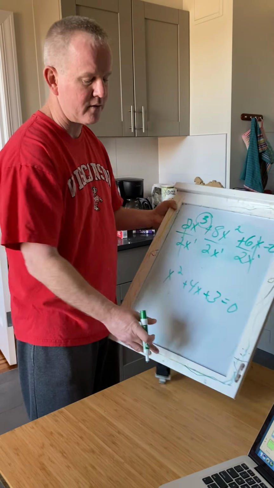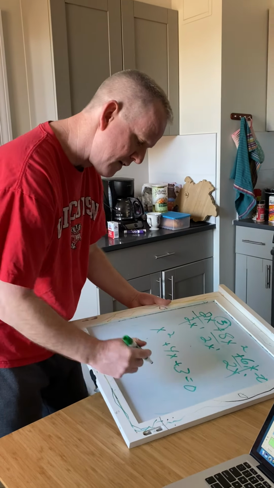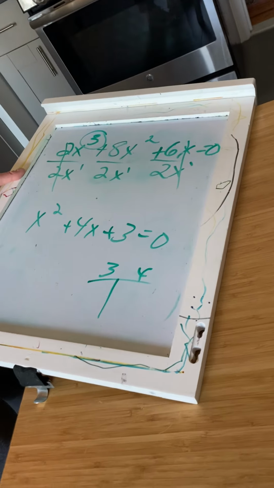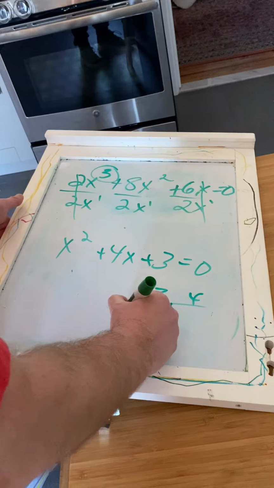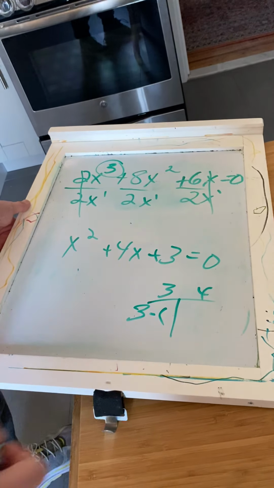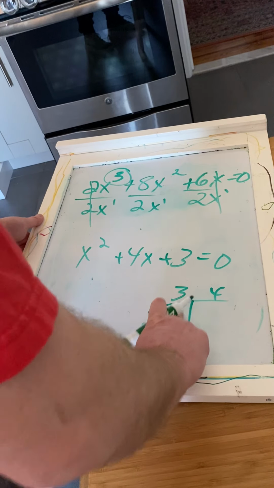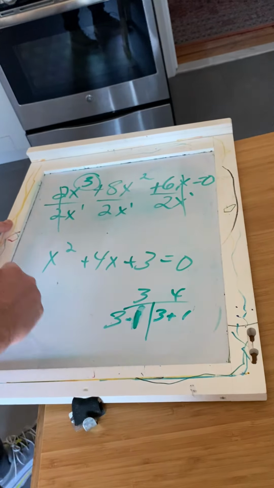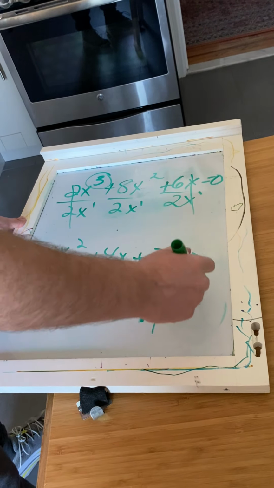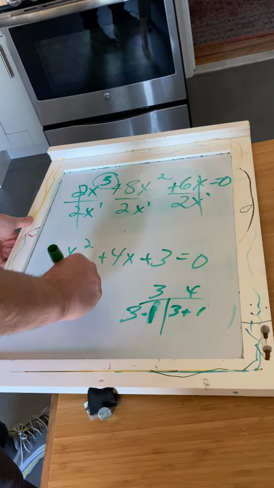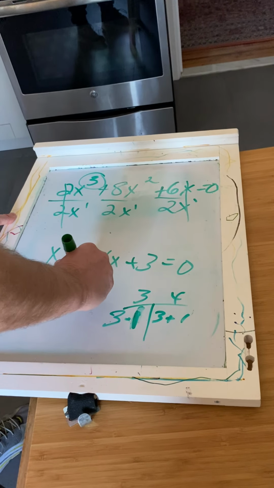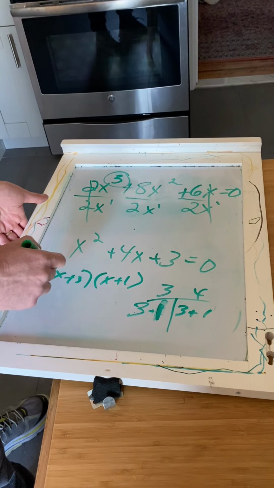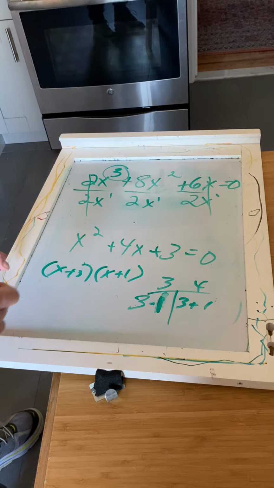Then you do a factor and sum, where you're factoring 3, and you're summing to 4. 3 is a prime number. The only factors of a prime number are itself and 1. 3 times 1 is 3. 3 plus 1 is 4. And we know that x squared is factored into x times x. And then you solve for the root.